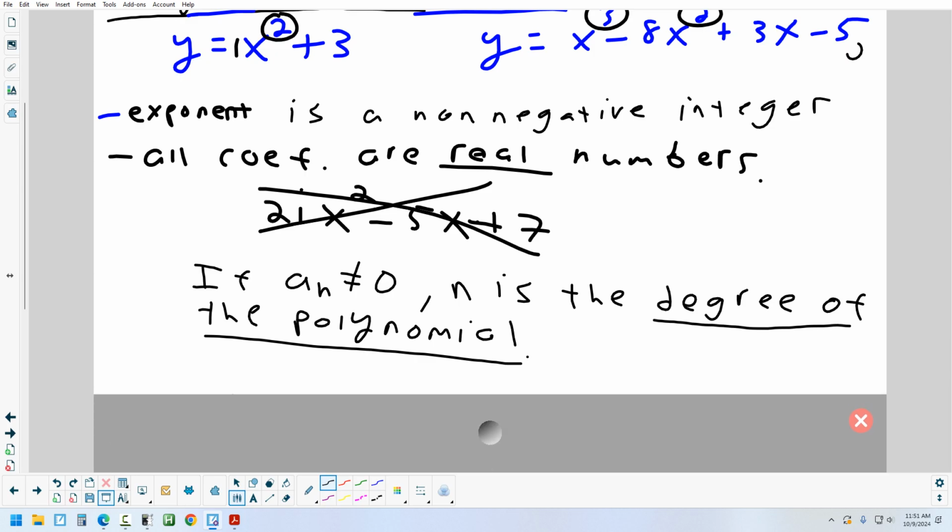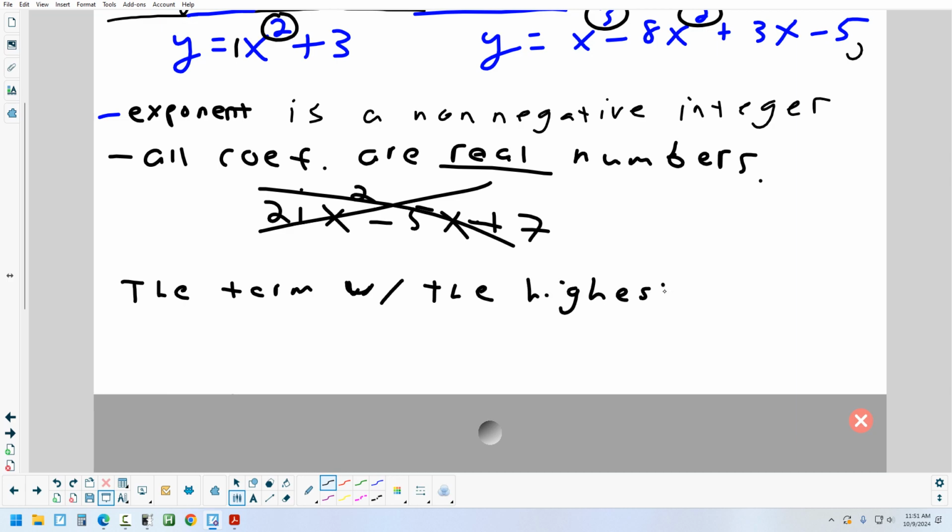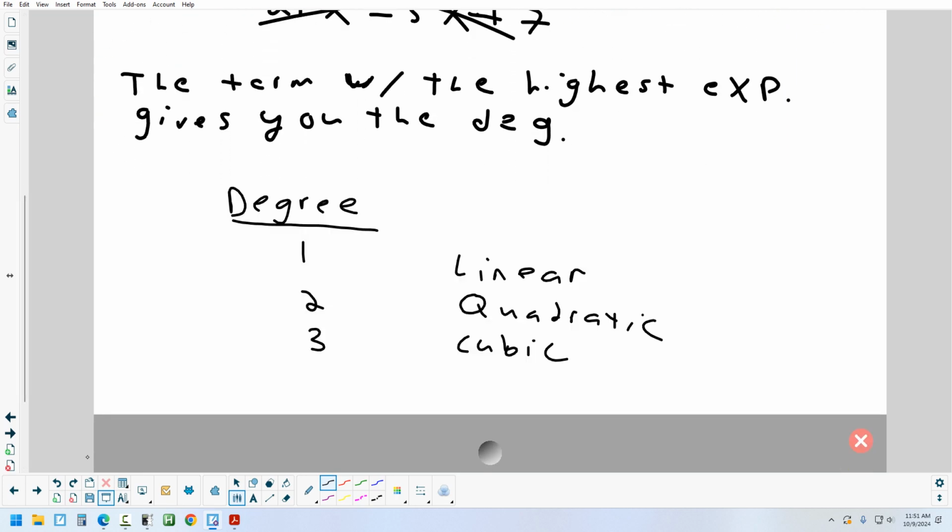So let me do it like this. The term with the highest exponent gives you the degree. Okay, so there's something called the degree of the polynomial. So the term with the highest exponent gives you the degree. Some degrees have special names. Those are the ones that are most common.